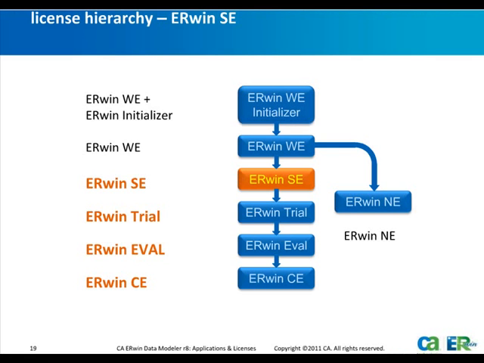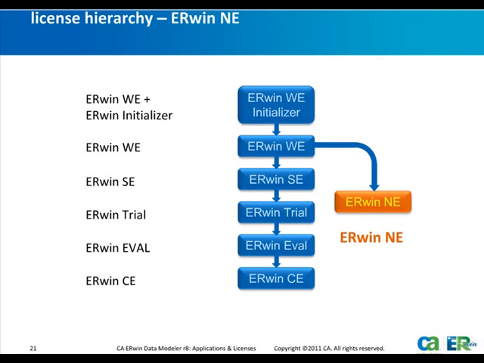Now this is true at each step in the hierarchy. So an Erwin SE license would supersede Erwin CE, the Erwin EVAL, and or an Erwin trial license. And of course, Erwin WE would supersede all other licenses. CA Erwin Model Navigator is an exception. It requires its own separate license. Regardless of any other licenses that may be installed, an Erwin NE license is required in order to launch CA Erwin Data Model Navigator. Note this is a departure from the R7.3 behavior. In Erwin R7.3, the standard Erwin Data Modeler license would allow CA Erwin Data Modeler to be launched as CA Erwin Model Navigator.